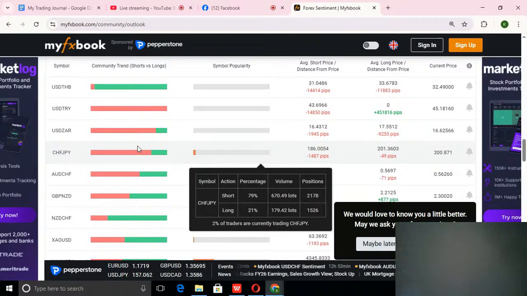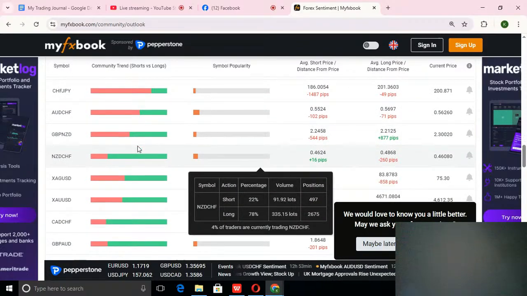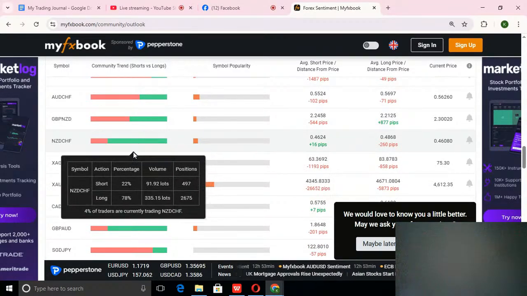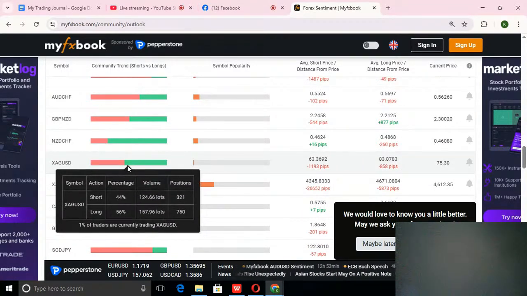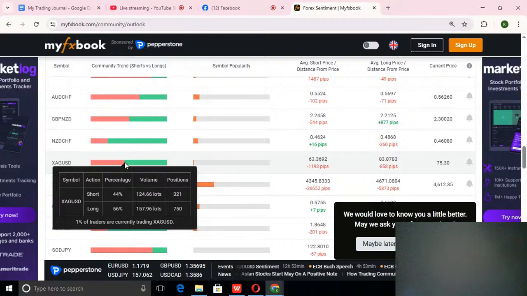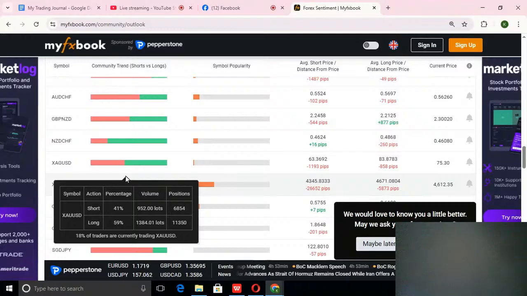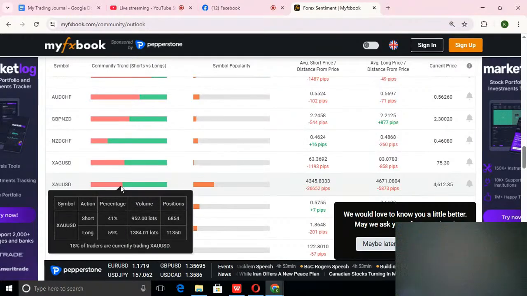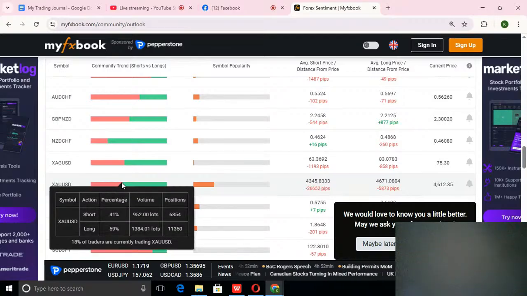So let me have a look at gold. Here it is. The first one is silver, XAG USD. For silver, sellers are 44%, while buyers are 56%. So based on the data we have here, we can look for sells. We will be looking at sentiments, fundamentals, and as well technicals and see whether everything is right.